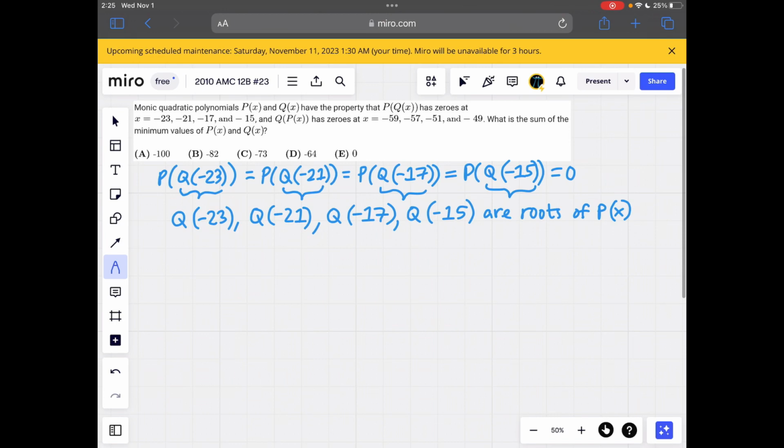And similarly, for q of p of x, we have that p of minus 59, p of minus 57, p of minus 51, and p of minus 49 are all roots of q of x.